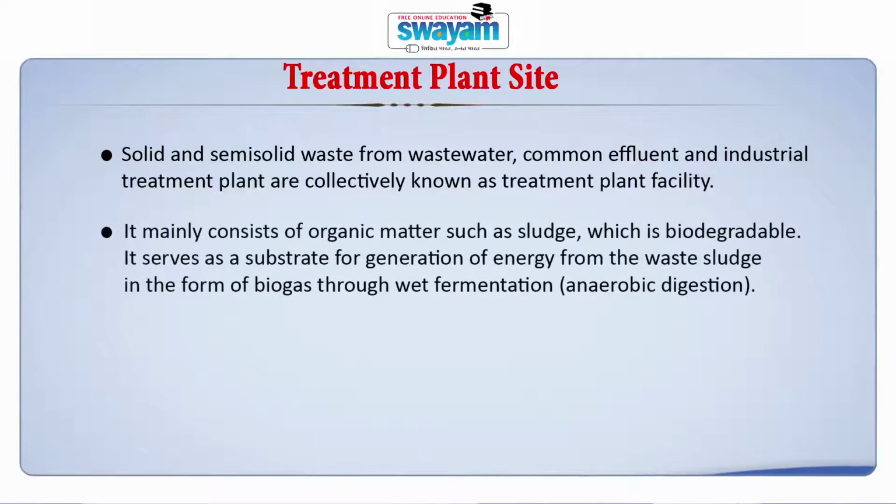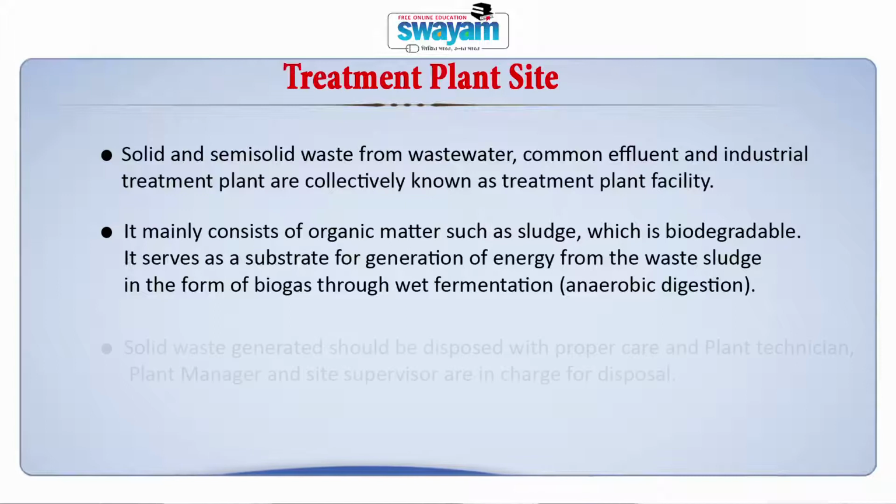So, again it mainly consists of organic matter, that is the sludge, which is generally biodegradable, but if it is from a chemical industry or it is a chemical sludge, then it contains more chemicals and other inorganic components. Now, if it is a biodegradable one, generated from a domestic or sewage treatment plant, then it can act as a substrate for generating energy by using the sludge in a biogas plant, and the process involved would be the wet fermentation called anaerobic digestion.